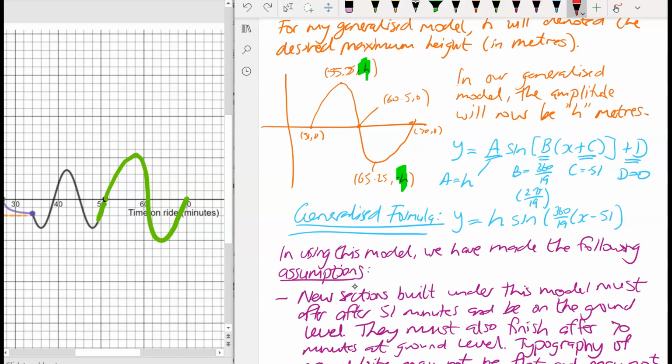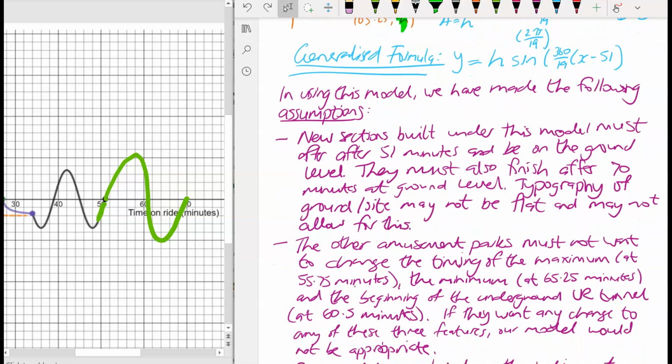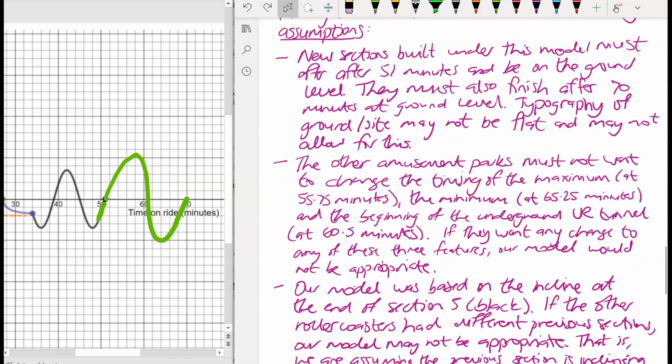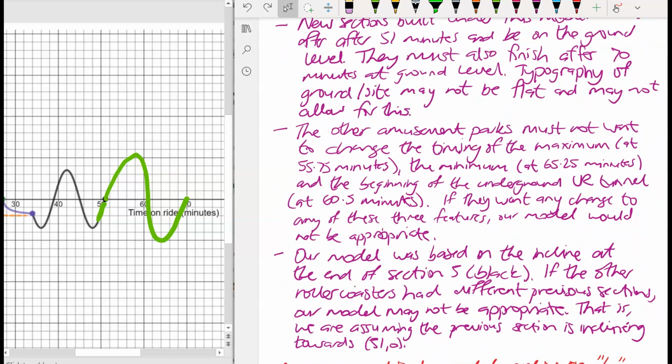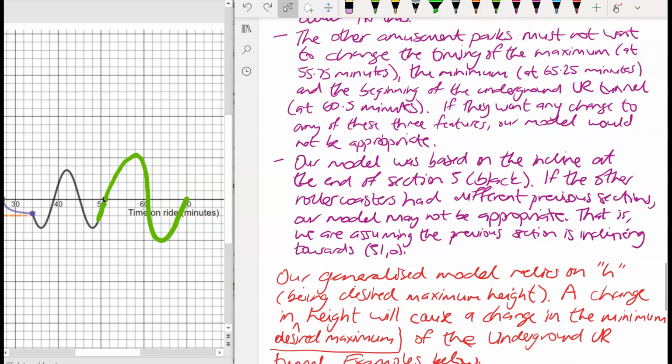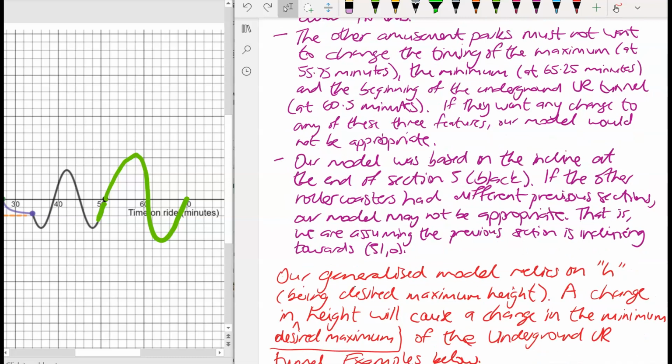The formula relies on a number of assumptions. For example, other roller coasters must be looking to start the section at the 51-minute mark, and they must be looking to finish it at the 70-minute mark, both of them at ground level. If the topography of the site isn't flat, it may not be appropriate. The minimum, maximum, and the other x-intercept that gets to the underground VR tunnel are very fixed at those times. They cannot be changed. So if you're wanting to make any change to the timing of those, that's not appropriate. And the last one is there must be an incline from section 5, or the section preceding this part. If that incline isn't there, the model doesn't really work.